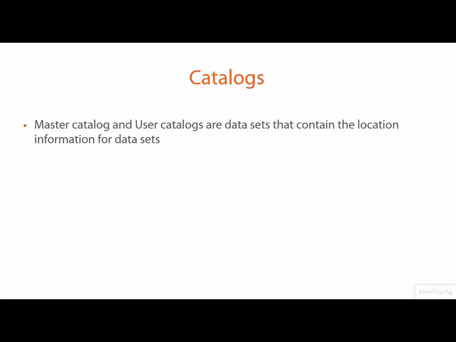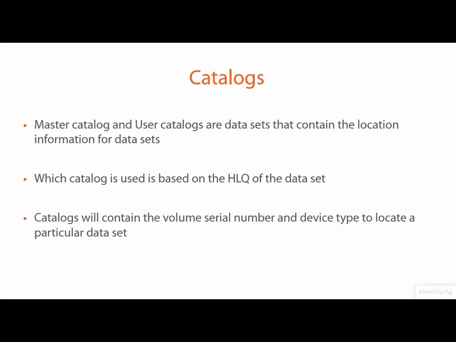So the master catalog is reserved typically for system-related data sets, and then it contains alias pointers to the various user catalogs. And these aliases are based on the high-level qualifier of the data set. So for example, your TSO user ID would have an alias assigned to it, and that would connect it to a particular user catalog. So any data set name that began with your TSO user ID would then be defined within that user catalog.